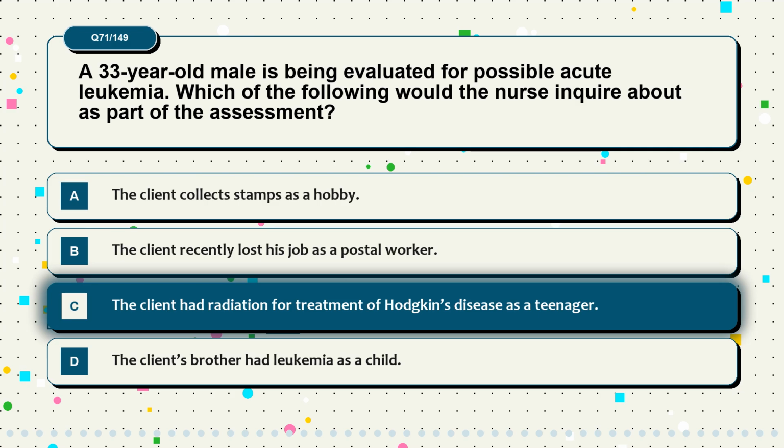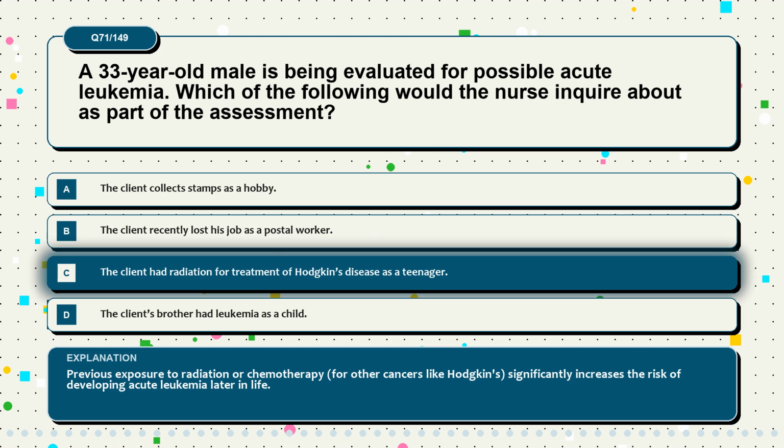The correct answer is option C. The client had radiation for treatment of Hodgkin's disease as a teenager. Previous exposure to radiation or chemotherapy for other cancers like Hodgkin's significantly increases the risk of developing acute leukemia later in life.